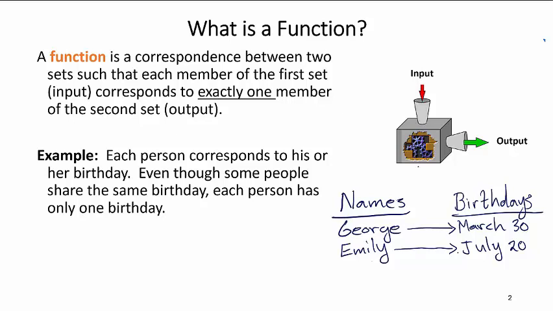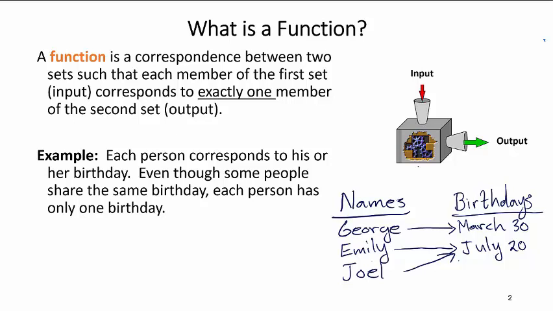Okay, so my Uncle Joel shares a birthday with me. His birthday is also on July 20th. Okay, so is it a function now? Well, let's think about this. If I put Emily into our little function machine as an input, the output would correspond to July 20th, right? And if I put Joel into the function machine as an input, I would get out July 20th. So for each input, I still only get one output. So this is a nice example of a function.